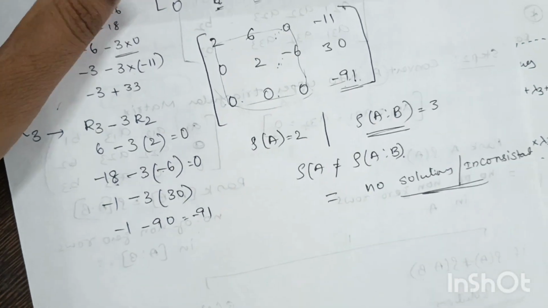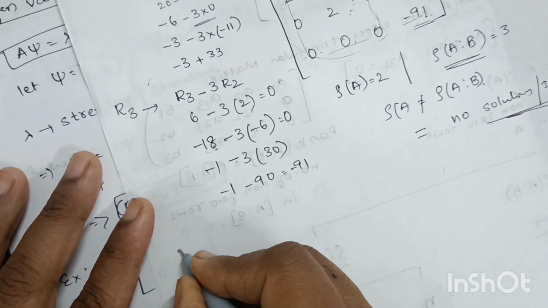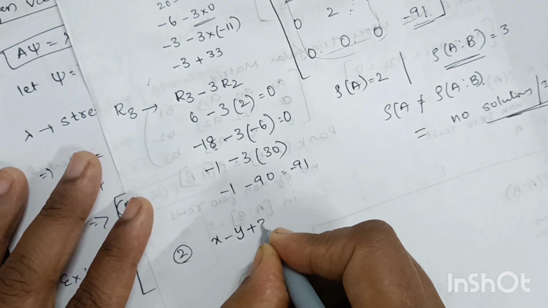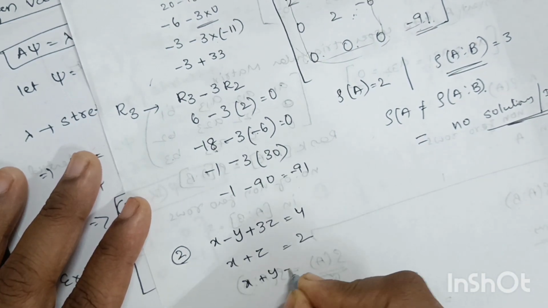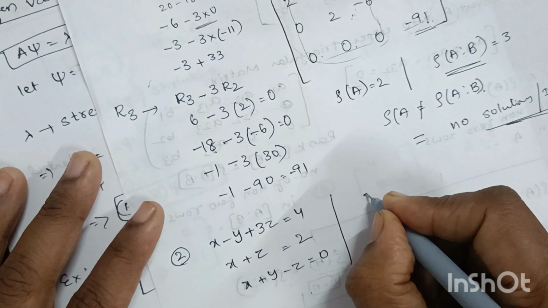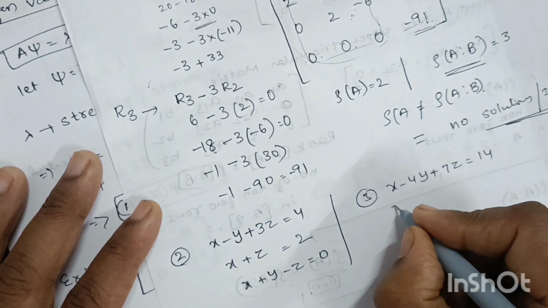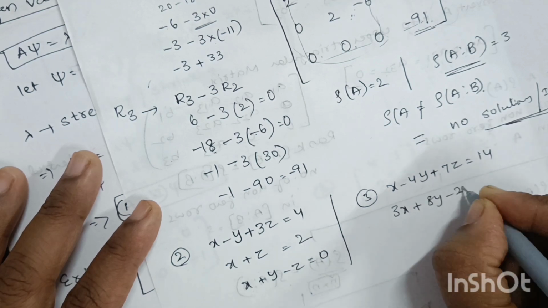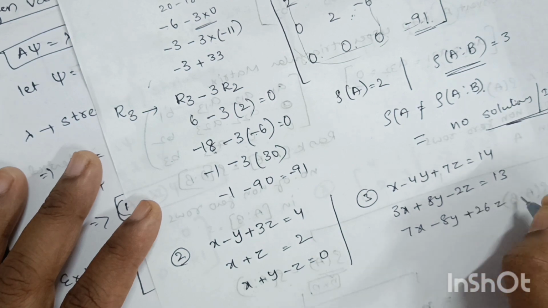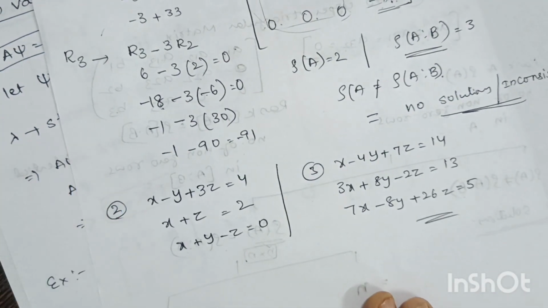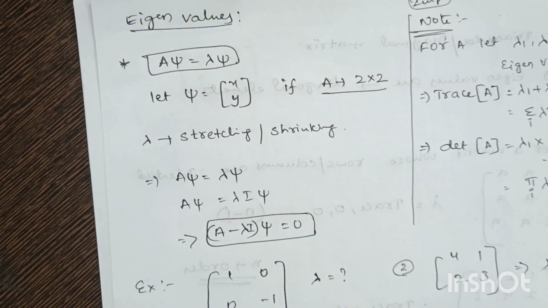Okay, so this is the way we need to do the solution. I'll give 2 more examples. You people try this. x plus z equal to 2, x plus y minus z equal to 0. Next one: x minus 4y plus 7z is equal to 14, 3x plus 8y minus 2z is equal to 13, 7x minus 8y plus 26z is equal to 5. Okay, these are the 2 examples. You just practice. Next one is eigenvalues.